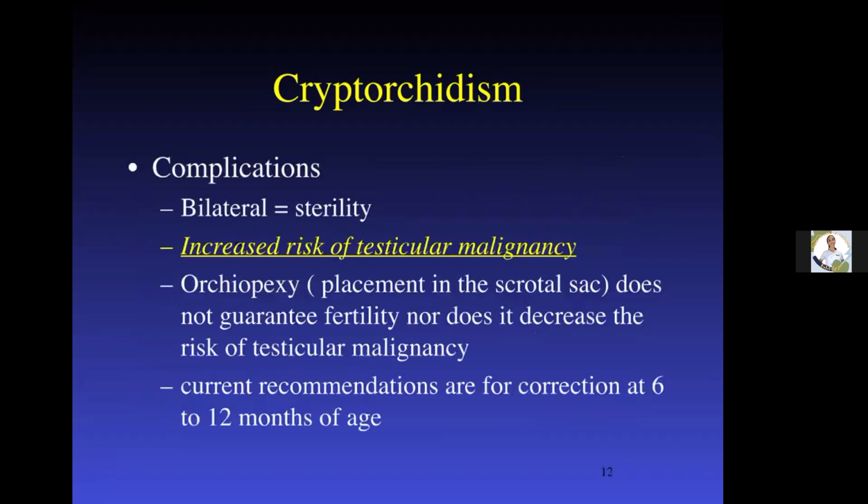What are the complications? Complications include sterility if it is bilateral, and it increases the risk of testicular malignancy. Placement of the testis in the scrotal sac, or orchiopexy, does not guarantee fertility, nor does it decrease the risk of testicular malignancy. The current recommendations are for correction at 6 to 12 months of age.